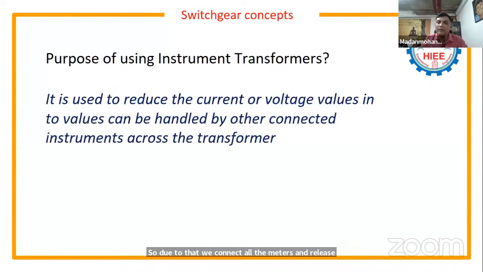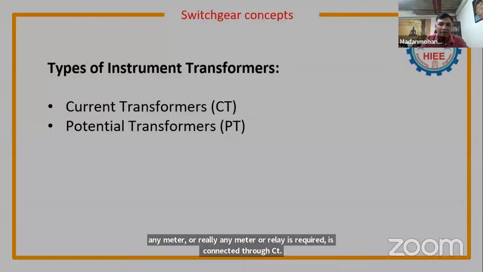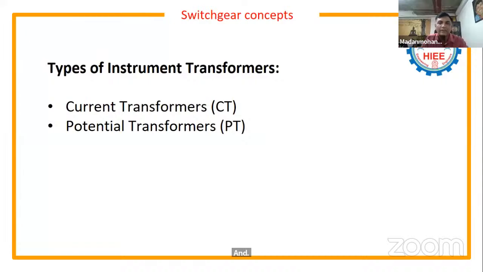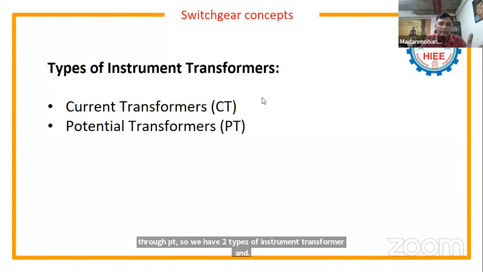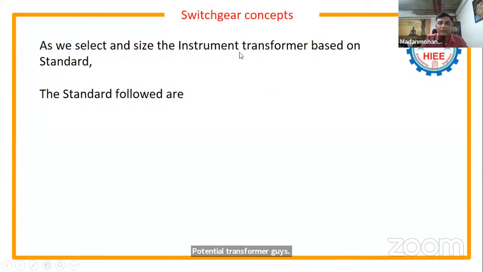So any meter or relay that requires current input is connected through CT, and any meter or relay that requires voltage input is connected through PT. So we have two types of instrument transformers, current transformer and potential transformer, guys. So here, what are the standards we follow? I told you, everything we are going to design the system as per IS and IEC standards.